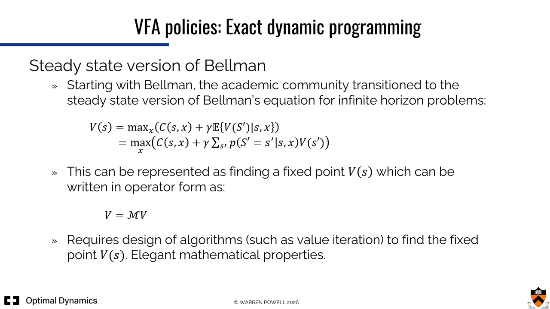Now look at the equation. I don't have t anywhere. I have this function v of s, the value of being in state s, on the left-hand side and on the right-hand side. That's the same function. So now I have to find what is called a fixed point. And so how do we do this? So this is an interesting problem.